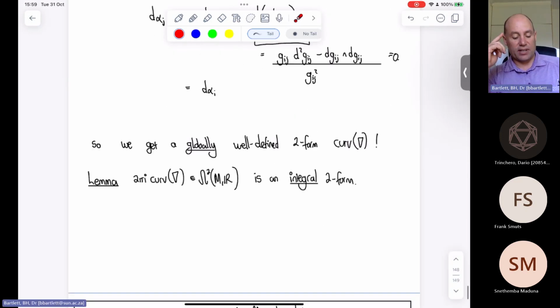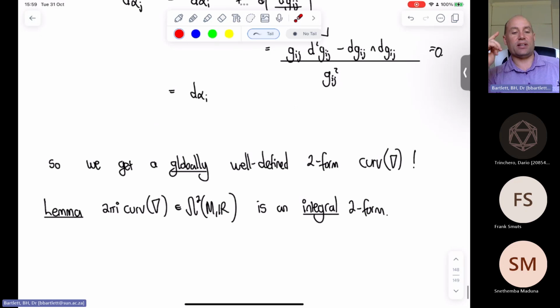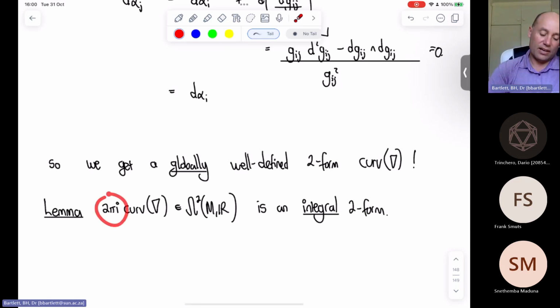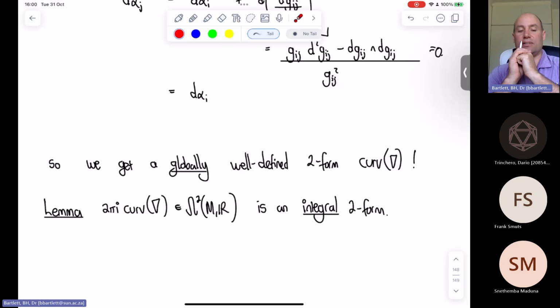And here is a nice lemma: this curvature is not just any old two-form, it's an integral two-form. Meaning that when you integrate it over surfaces in your manifold, you get out an integer. At least I need to multiply it by a factor. I think I need to divide by that factor. Forgive me.